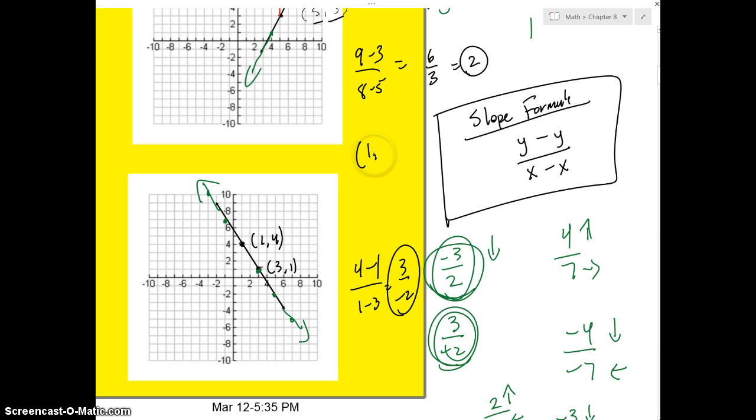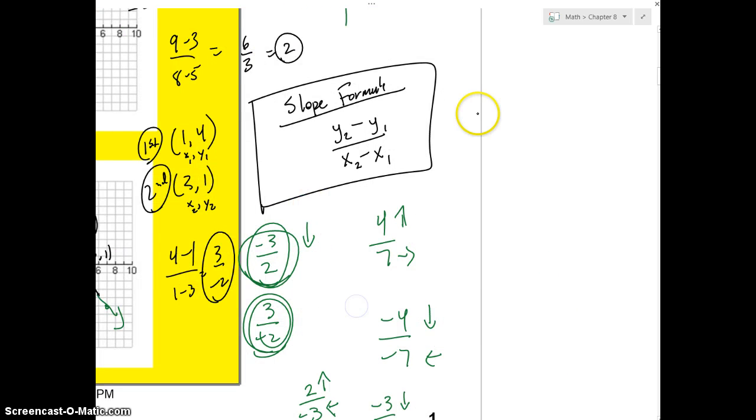So we have the ordered pair 1, 4, and the ordered pair 3, 1. This is x and y. This is x and y. And we're going to call that x1 and y1 just because it's the first pair. And we'll call this x2 and y2, which is the second pair. So typically we say y2 minus y1 divided by x2 minus x1 is our slope formula. Now honestly, it doesn't matter if you changed it to be y1 minus y2 over x1 minus x2. The 1's and the 2's just have to match up.